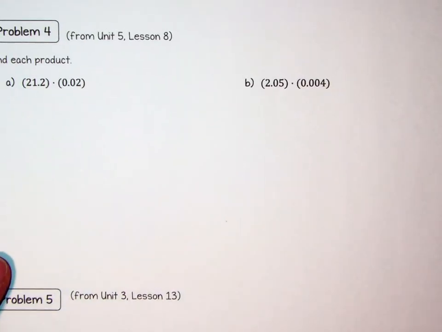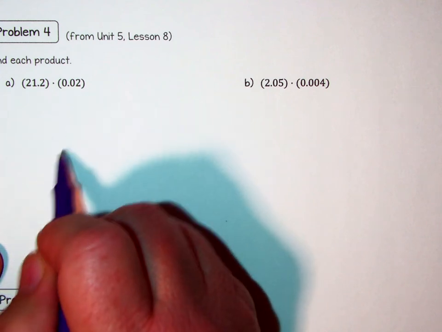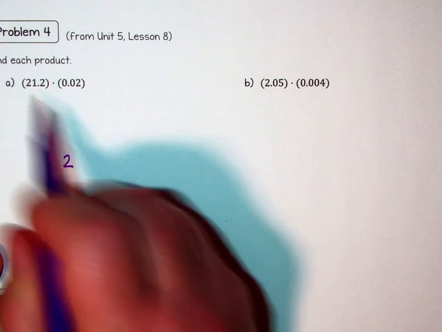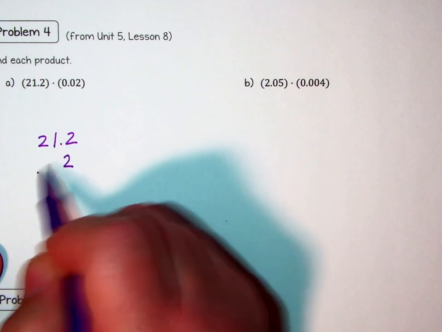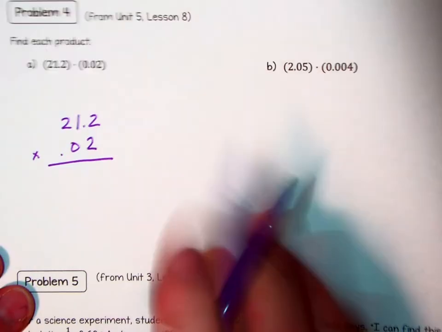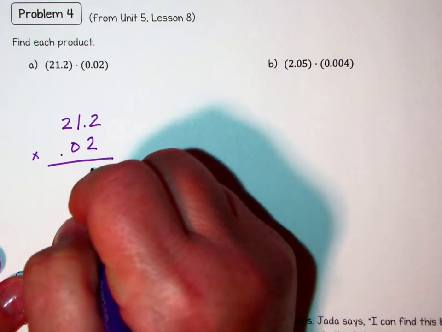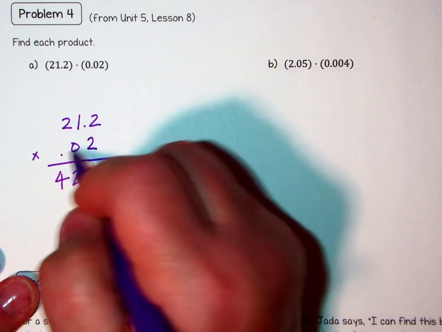All right, last page. Find each product. Okay, so this is just straightforward decimal multiplication. So first I'm just going to ignore the decimal points. So I've got 2 times 212. I can put the decimals in there if I want, but when you're multiplying, you do not need to line up decimals. All right, so 2 times 2 is 4, 2 times 1 is 2, 2 times 2 is 4, and I don't even really need to mess around with that.